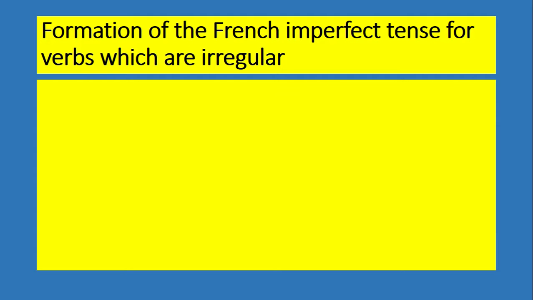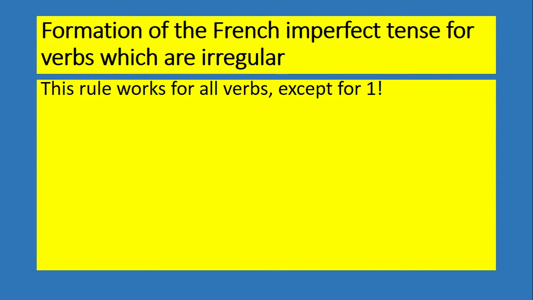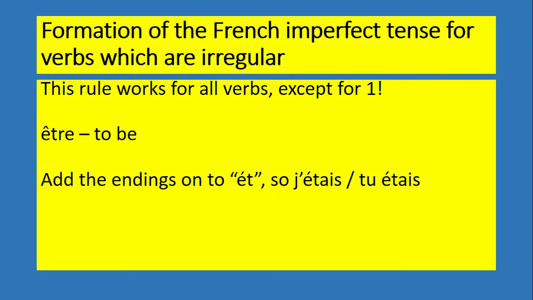Formation of the French imperfect tense for verbs which are irregular. Luckily, in the imperfect tense, there's only one irregular verb, the verb être. All you have to do is add the imperfect tense endings onto the stem ét. So it goes j'étais, tu étais, il était, nous étions, vous étiez, ils étaient.